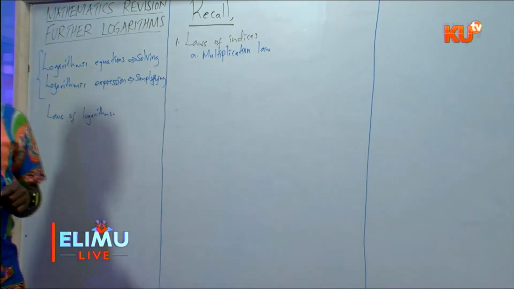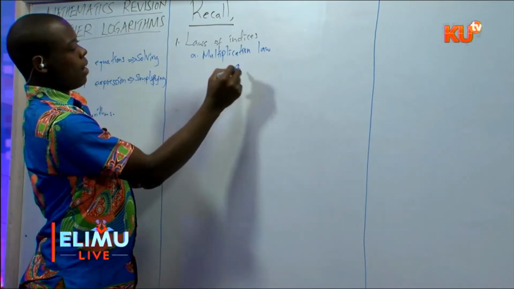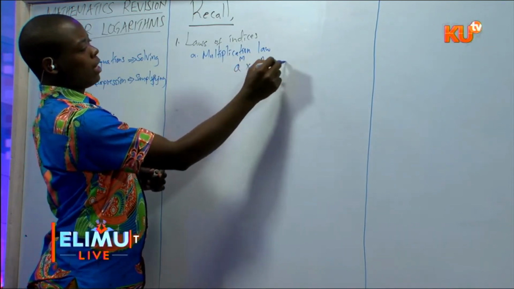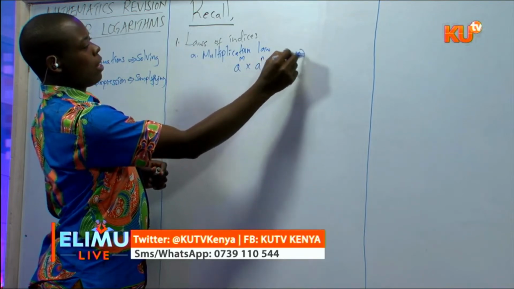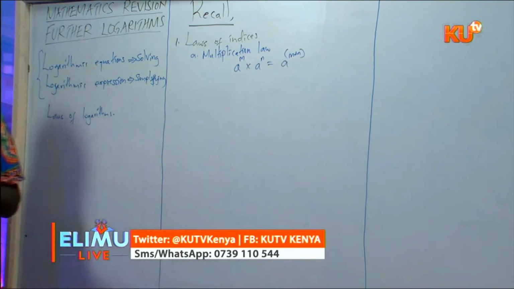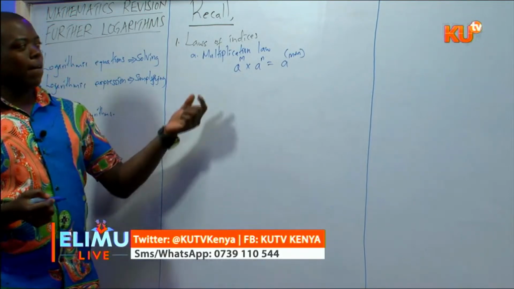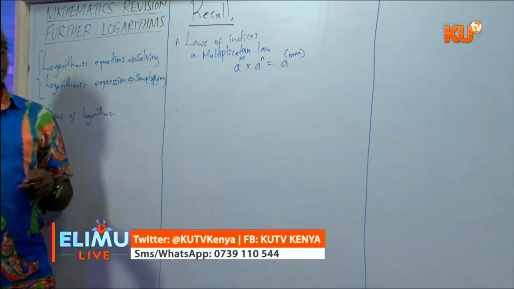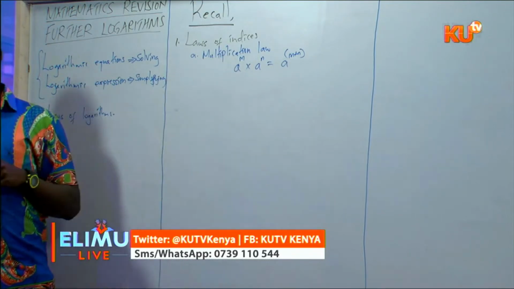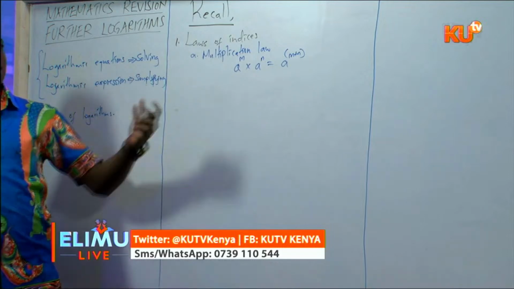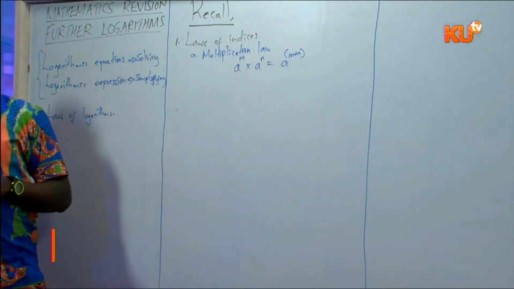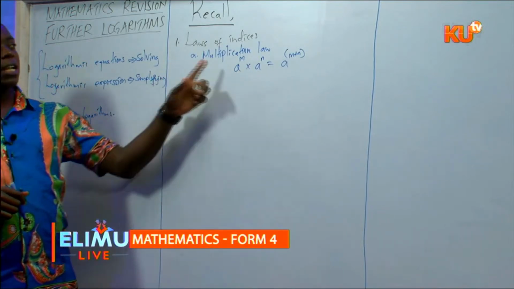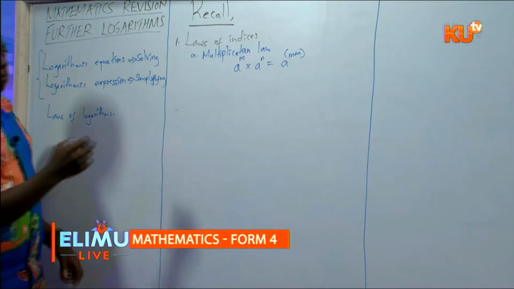and the multiplication law states that we have a number a raised to the power m multiplied by a number a raised to the power n gives us a, we add m plus n. That is the multiplication law. And you will realize that we're talking about indices. Indices are simply powers of numbers. So in this case, m is an index, n is an index, and so m and n are what we are calling indices. A in this case is the base upon which we are writing the powers m and n.